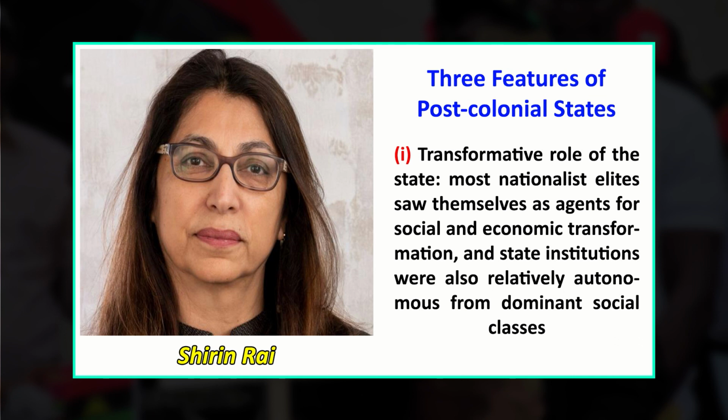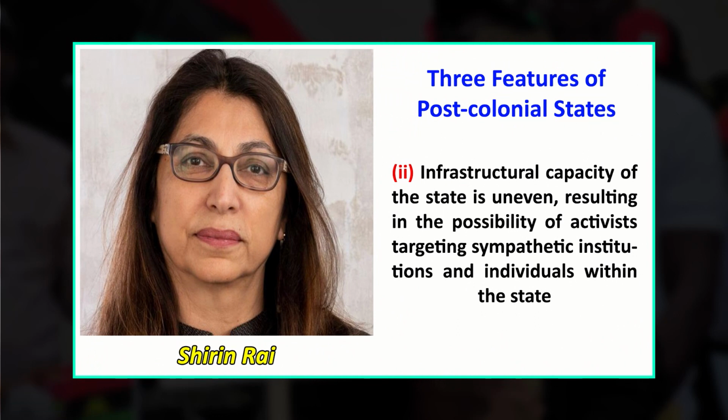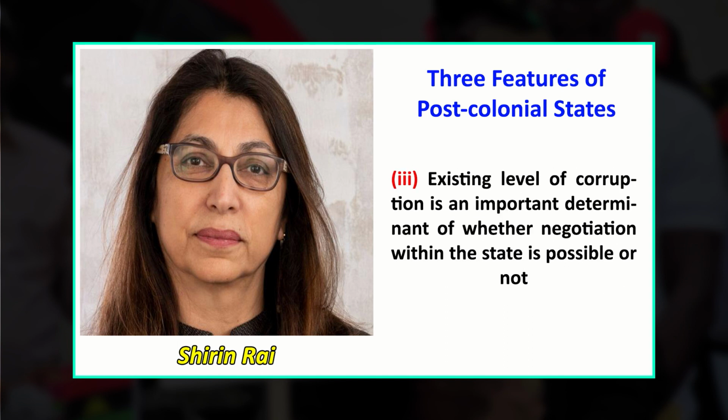The first concerns the transformative role of the state. Most nationalist elites saw themselves as agents for social and economic transformation, and state institutions were also relatively autonomous from dominant social classes. This allowed space for institutional and political struggles. Second, the infrastructural capacity of the state is uneven, resulting in the possibility of activists targeting sympathetic institutions and individuals within the state. Third, the existing level of corruption is an important determinant of whether negotiation within the state is possible or not.